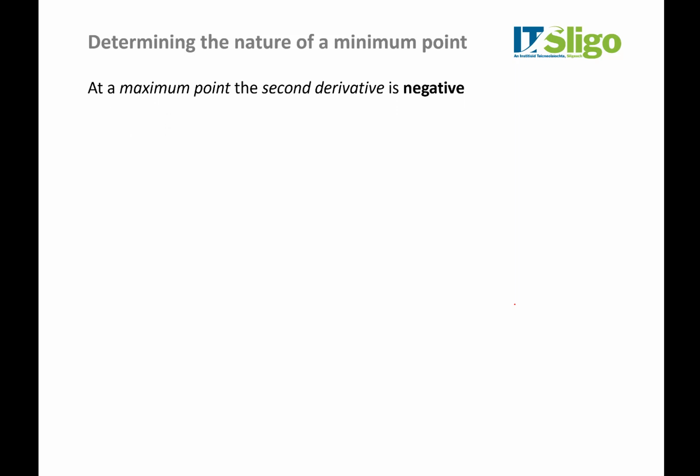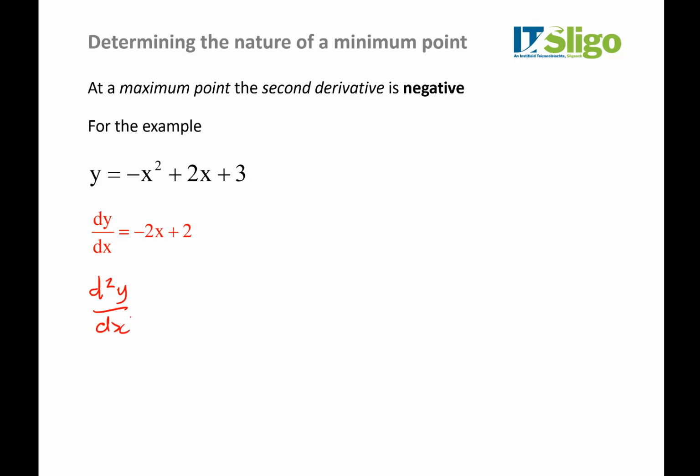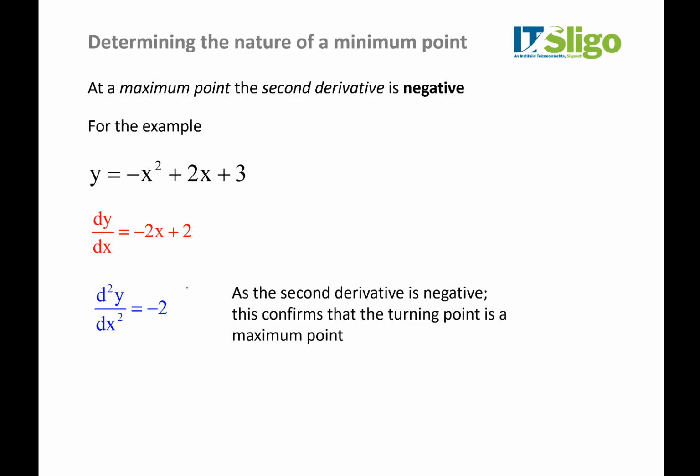So at a max point, the second derivative is negative for our example that we were looking at. There's my first derivative, and when I differentiate again, I'll end up with minus 2. And like I said, I'm not so interested in the 2. I'm interested in the sign. The second derivative is negative. And that tells us then we're dealing with a maximum point.